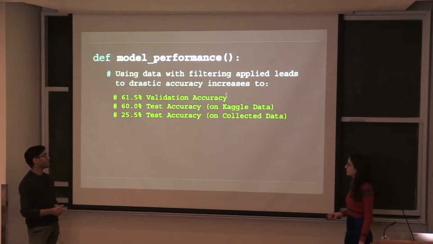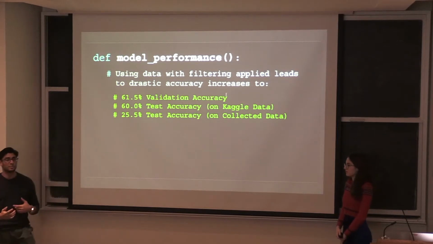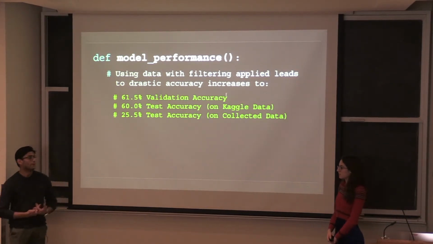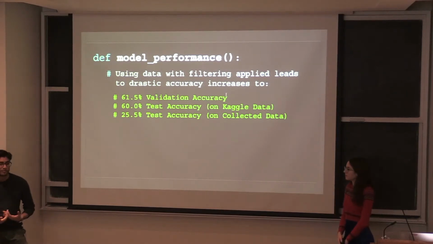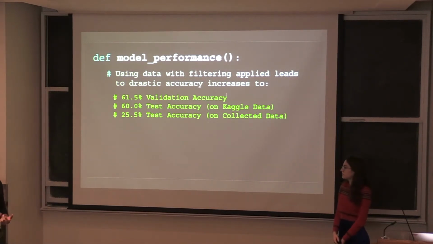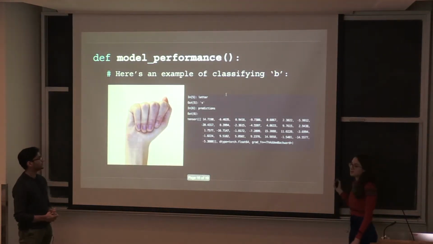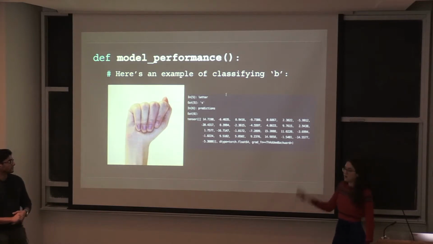On our test set, which is the Kaggle data set, so images similar to what it was trained on, accuracy is about 60%. However, on the data that we collected, it's about 25.5%, and that could probably be a result of the different lighting conditions, environment, and also resolution of the photo, despite the fact that we do rescale it. So this is an example of our model working on our test set.